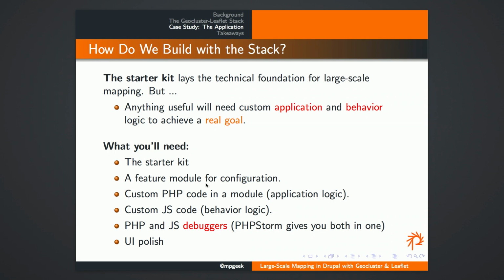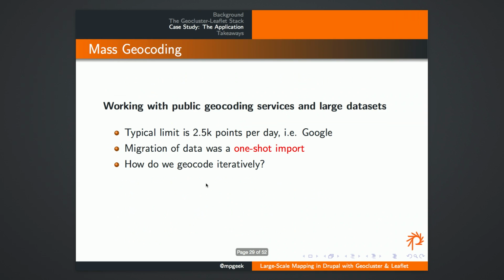So you're going to need, I would start with the starter kit. You're going to need a feature module to hold your configuration. I would add in the dot module, do your custom code there. You're going to need some JavaScript to implement the behavior logic of your map. And you're going to need a debugger because it's fairly complex. And we need a fair amount of UI polish for our implementation.